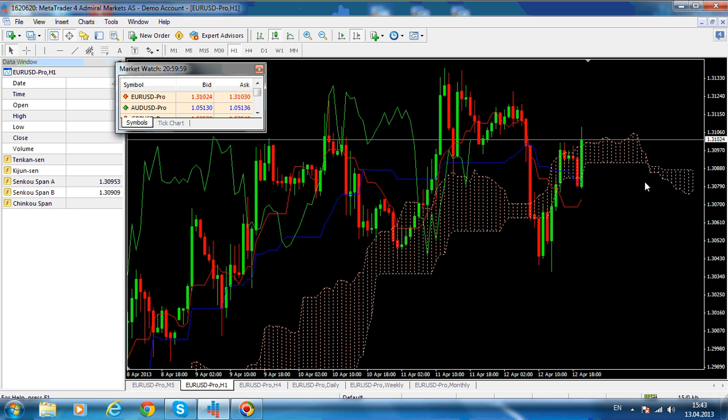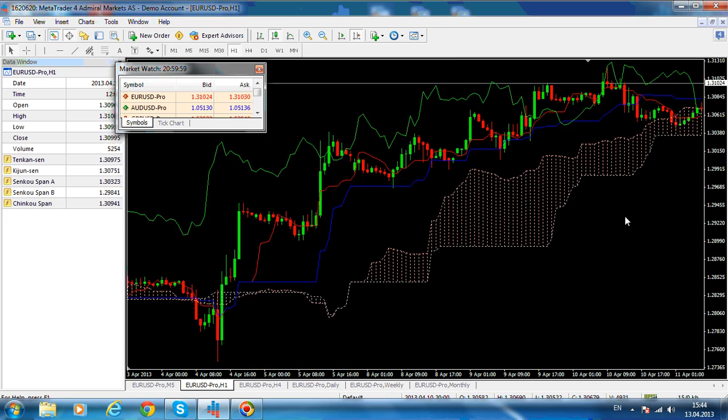Also important is the color of the cloud. Here, when the cloud is brown like this, it is a bullish cloud. After it makes the turn, see here where it makes the turn, the turn means that the Senkou Span A, which is the top of the cloud, will make a cross here, so it will become lower than the Senkou Span B.